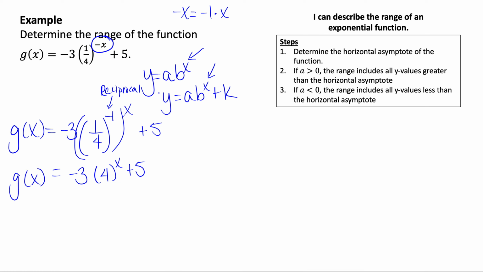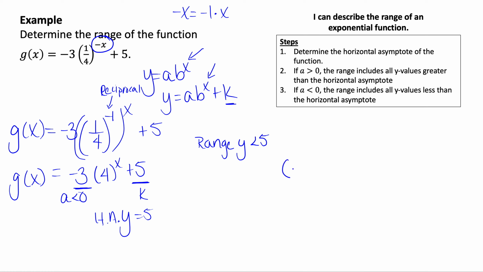So notice that this is in y equals ab to the x plus k form. So we know that k, which is 5, tells us we have a horizontal asymptote at y equals 5. And notice that a is negative, so a is less than 0, which means the range is going to be all values of y that are less than 5. The way we write that in interval notation is from -infinity to 5. Okay, so that's how we describe the range of this function.